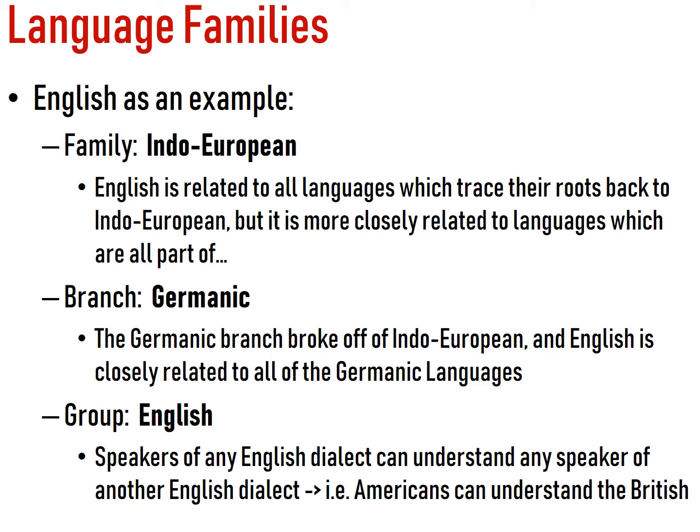So let's look at an example. We'll use English. So the family is Indo-European. English is related to all languages that trace their roots back to the Indo-European language, but over time, those people migrated, went to different parts of the world, saw different things, and they break off and form their own language, Germanic. The Germanic branch breaks off from Indo-European. English is closely related to the other Germanic languages from the Germanic branch, but eventually people who speak that language migrate, move around the world, encounter new things, change over time, and they make their own language, English, and that's where we're at right now.